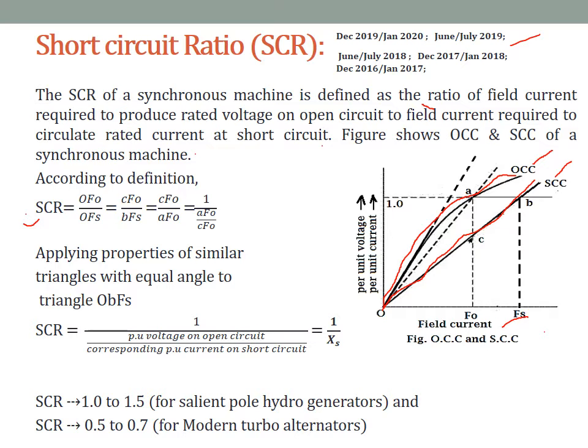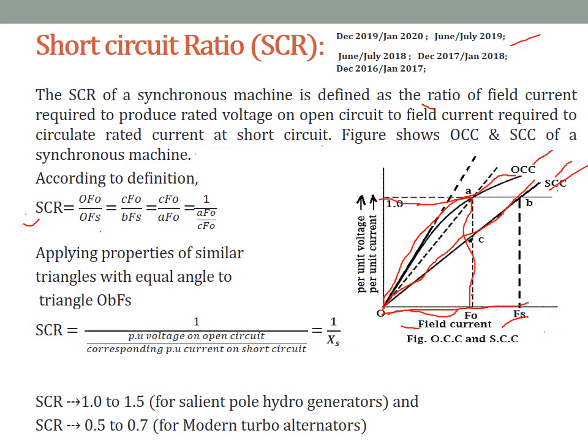OF naught is the field current required to produce rated voltage. You can see here, rated voltage, this is per unit voltage, rated voltage on open circuit characteristics, on open circuit condition. OFS, from 0 to OFS, is the field current required to produce rated current on short circuit. This is short circuit condition, short circuit characteristics.